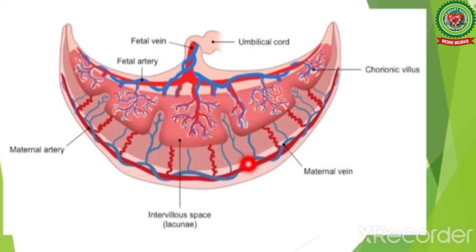The basic structural unit of placenta is chorionic villus. The villi are vascular projections of fetal tissue surrounded by chorion. The chorion consists of two cellular layers. There is intervillous space.